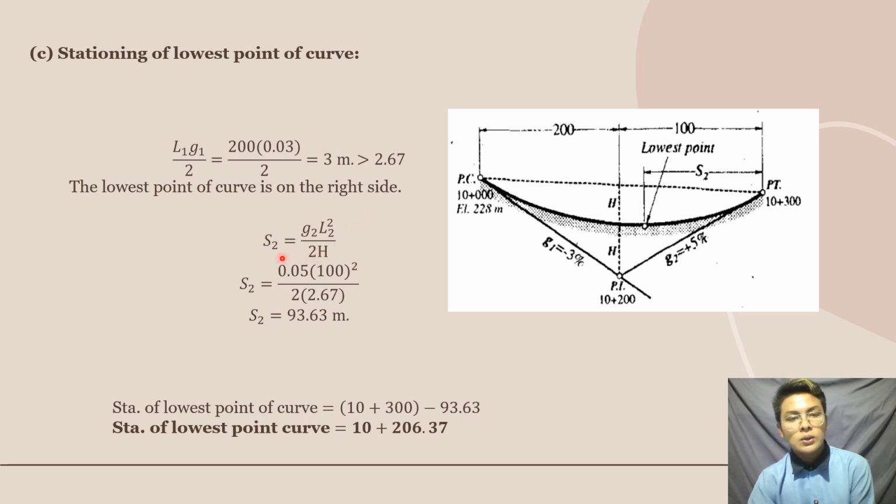So our S2 is equal to G2 L2 squared divided by 2H. Substituting all the given values, S2 is equal to 93.63 meters. Then the station of the lowest point of the curve is equal to 10+300 minus 93.63, our S2. Then we will have 10+206.37.